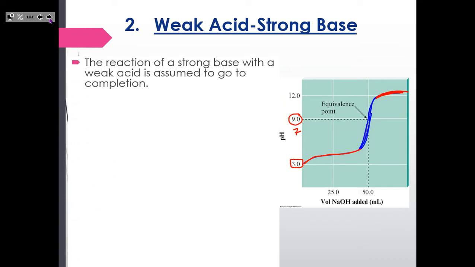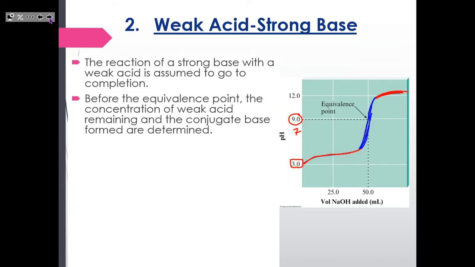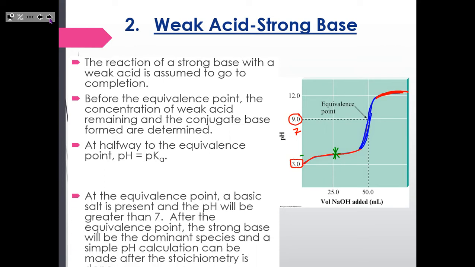Okay, so we're going to assume that this goes to completion. But before the equivalence point, the concentration of the weak acid and the conjugate base can be determined. About halfway to the equivalence point, this is going to be special, the pH is going to be equivalent to the pKa, and we can relate that back to the Henderson-Hasselbalch equation because the concentration of the conjugate base and the acid will be the same.